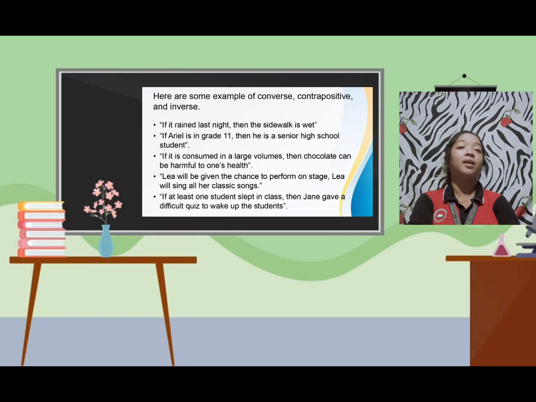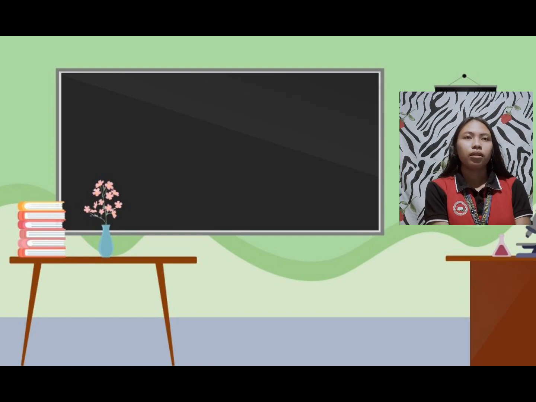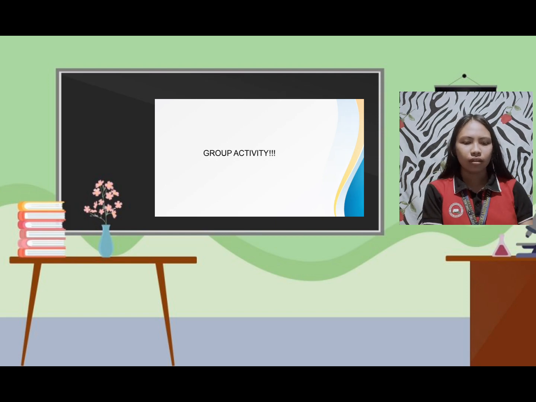Okay, if you don't have any questions, let's have a group activity, and that would be assessed by Ma'am Angeline. So now, let's have a group activity. In this activity, you will work as a team. Let's group yourselves into 3.